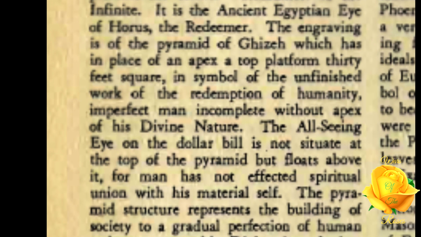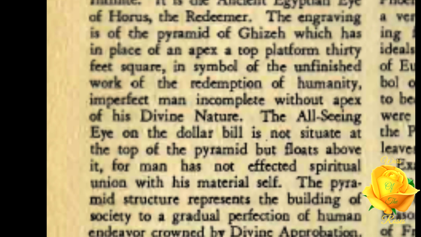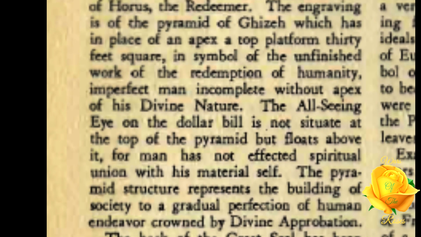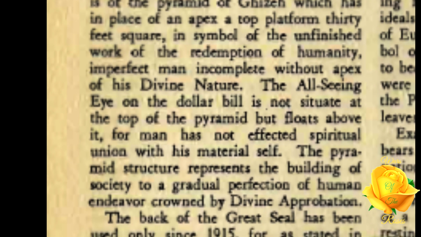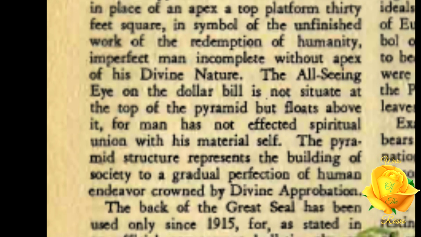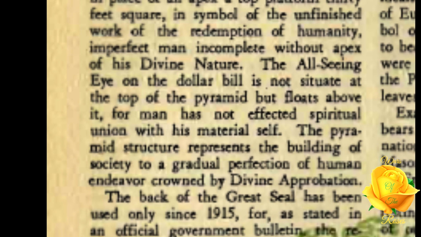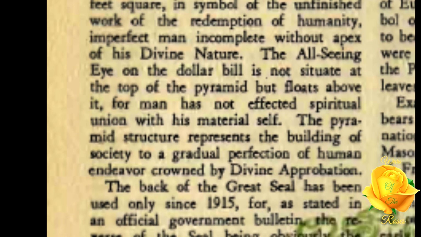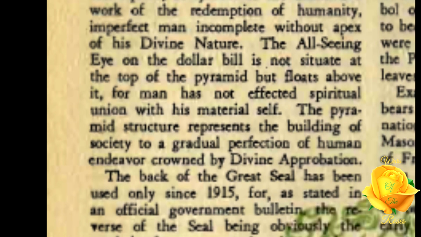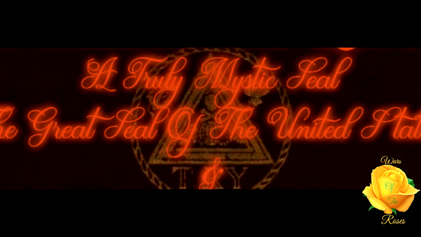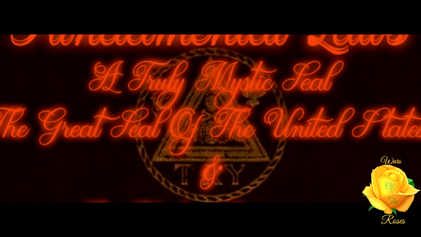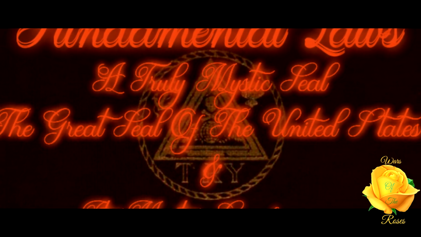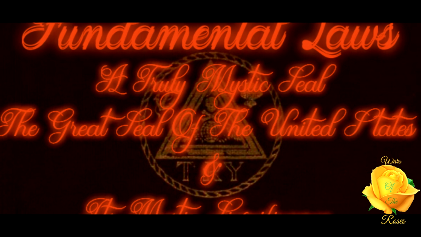The engraving is of the Pyramid of Giza, which had, in place of an apex, a top platform 30 feet square, and symbolic of the unfinished work of the redemption of humanity. Imperfect man, incomplete, without the apex of his divine nature. The all-seeing eye on the dollar bill is not situated at the top of the pyramid, but floats above it, for man has not effected spiritual union with his material self.